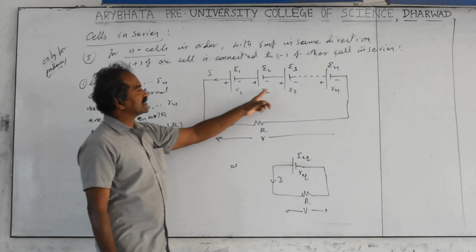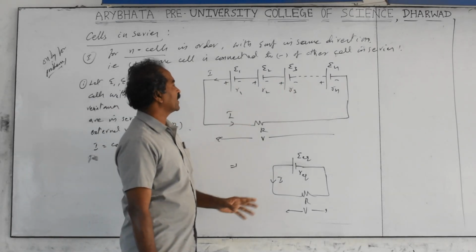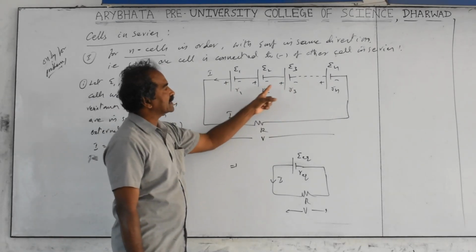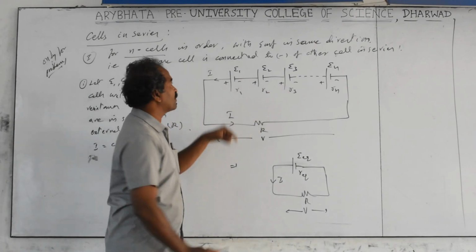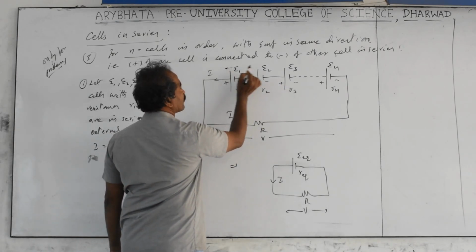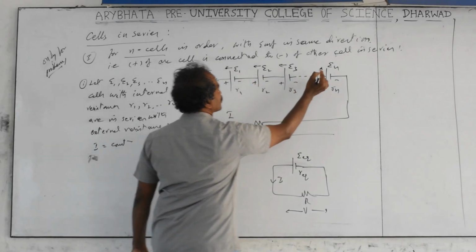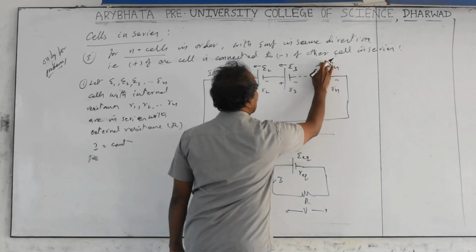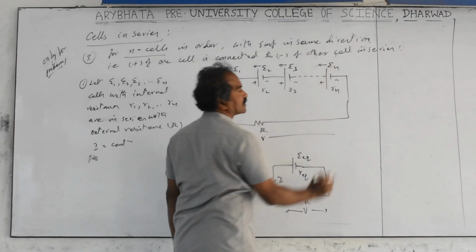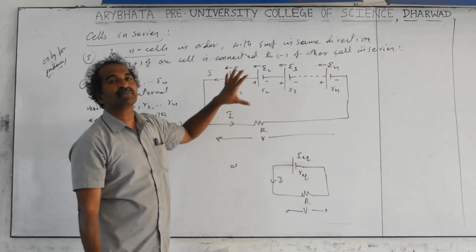Many cells E1, E2, E3, up to En are connected in series. All are taken in the same order, which means the EMFs are taken in the same direction, from minus to plus. EMF is a scalar, but it is mentioned with an arrow mark that only indicates the direction of conventional current the cell can provide.